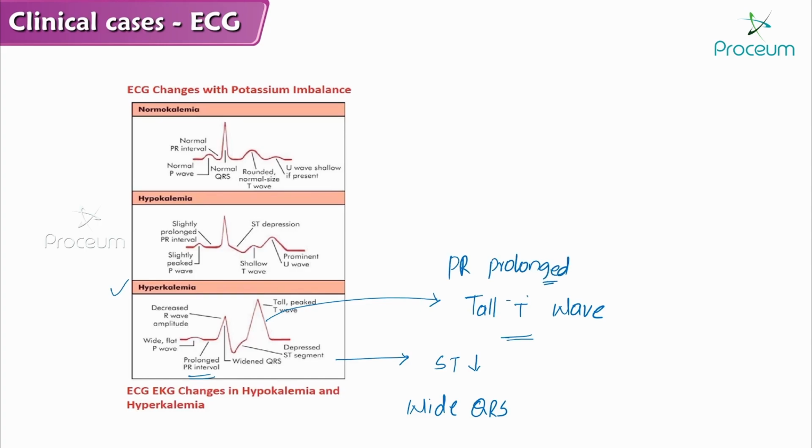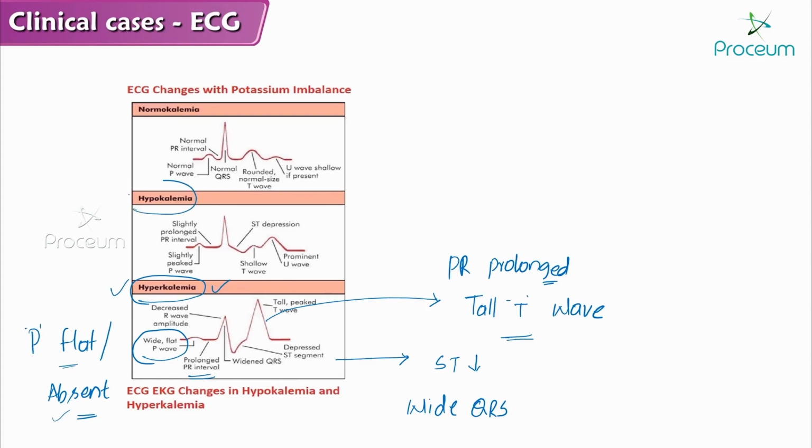And the amplitude of the P wave will be flat or absent. So these are the ECG changes in patients with hyperkalemia. Number one, the presence of tall T wave. Number two, ST segment depression. Number three, wide QRS complex. Number four, prolonged PR interval. Number five, the P wave becomes flat or it will be completely absent.